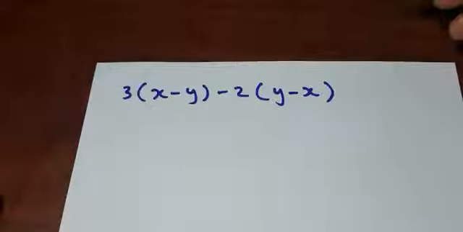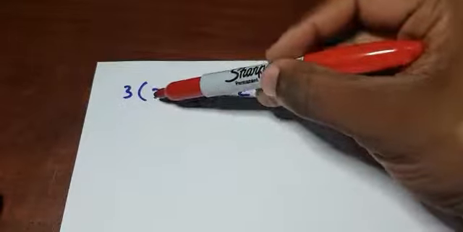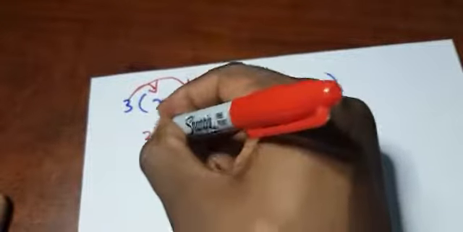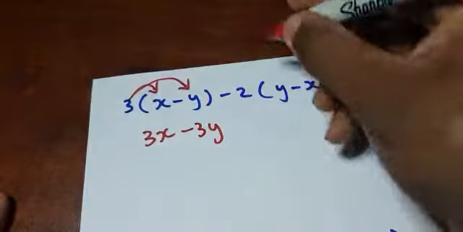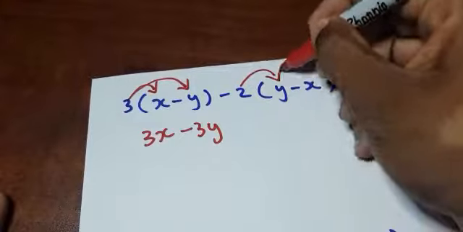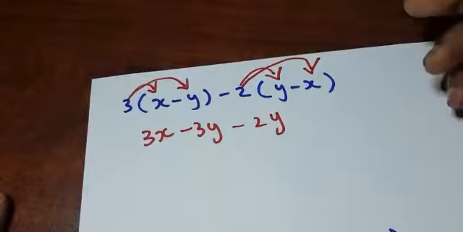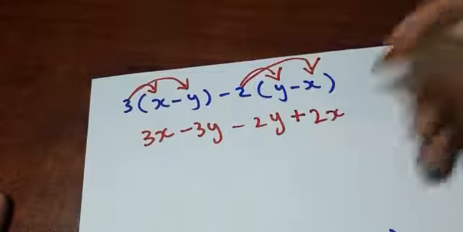So let's continue the series on simplifying algebraic expressions. We have this question here. Let's try to simplify this. As before, we distribute the 3 to the terms in the bracket. So this gives us 3 times x is 3x, 3 times minus y is minus 3y, and then we have minus 2 times y is minus 2y, then minus 2 times minus x, a negative times a negative, you're going to get a positive 2x.